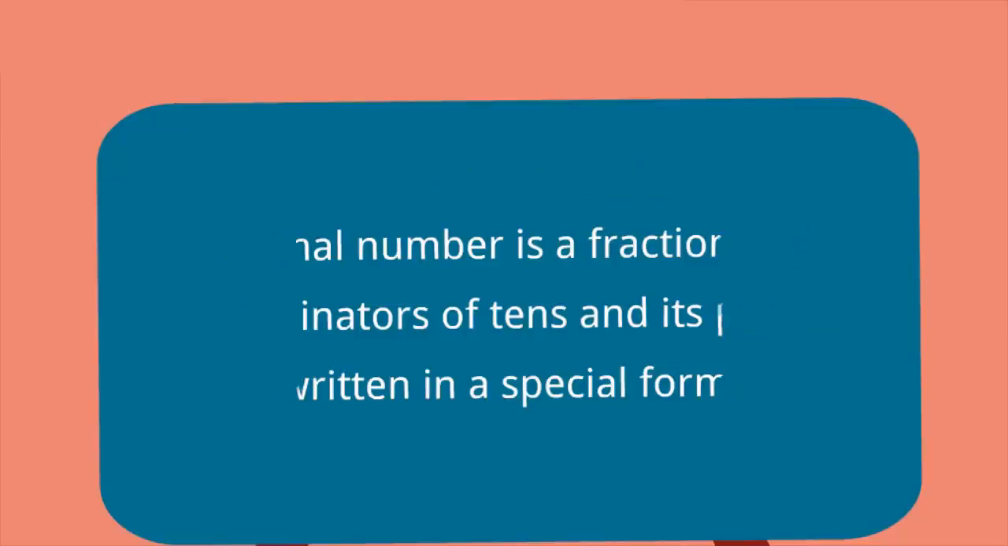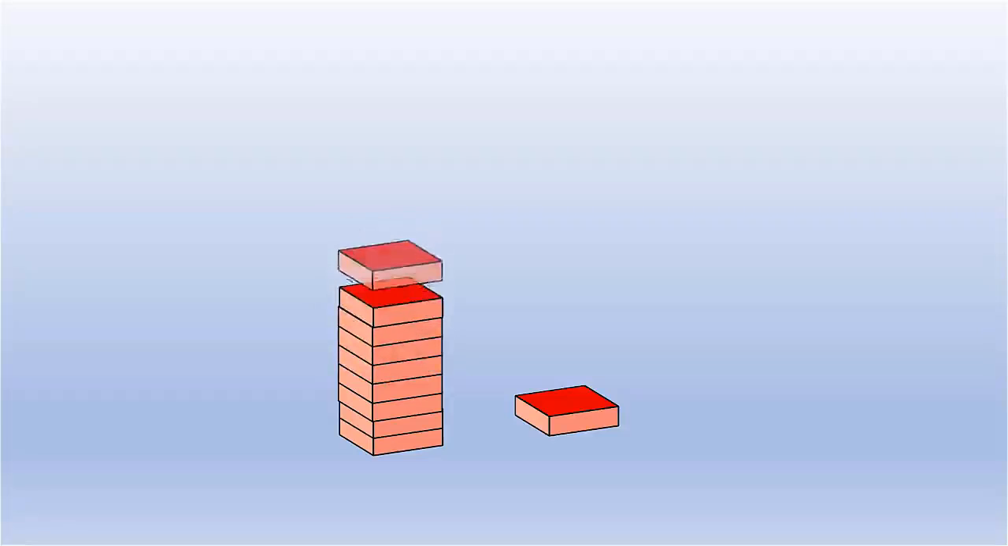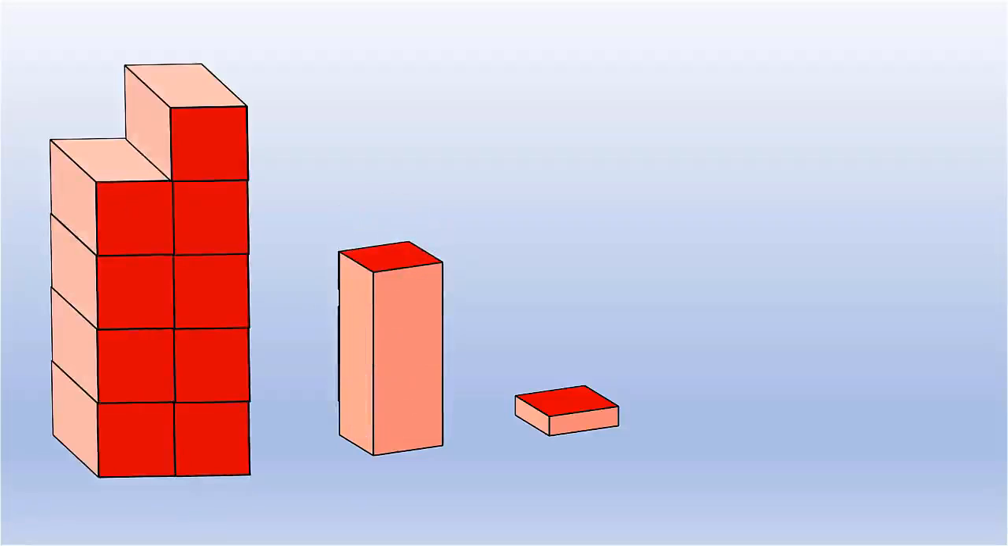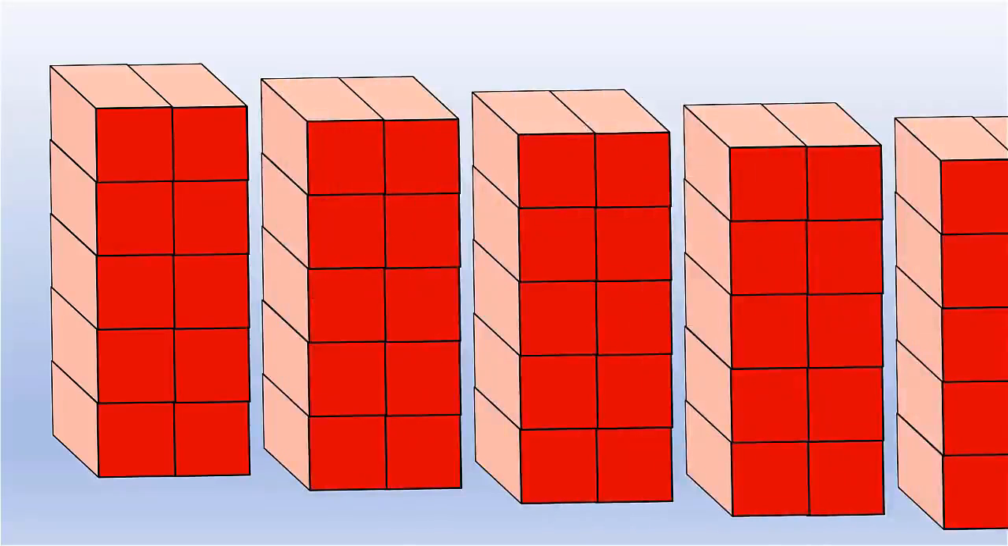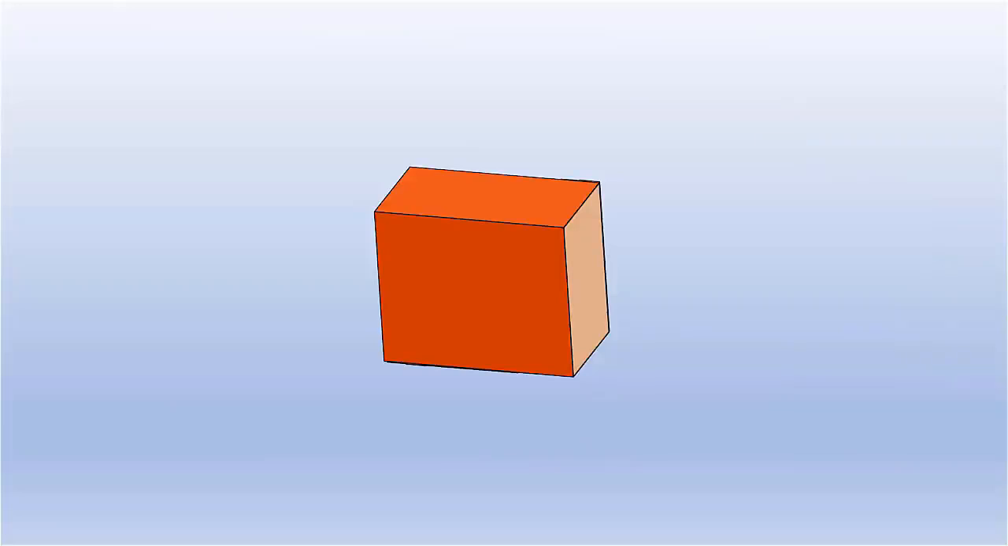Let me explain practically. Here we have one block that is equal to one unit. Now 10 single blocks bundled as 1 tenth. 10 tenths bundled as 1 hundredth. 10 hundredth bundled as 1 thousandth. And so the place value in number system goes on. This is our number system of base 10.